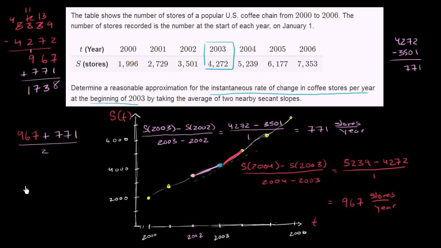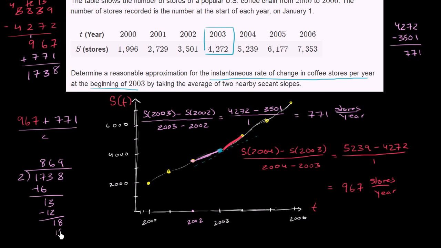So 2 goes into 1,738. It goes into 17 8 times. 8 times 2 is 16. Subtract. We get a 1, bring down the 3, 13. Goes 6 times. 12. Subtract. Get an 18. Goes 9 times. And then we don't have any remainder. So our approximation for the instantaneous rate of change, for the slope of the tangent line right over here, is 869 stores per year.